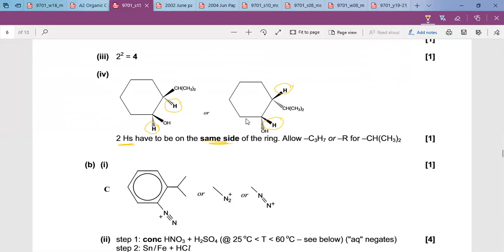For the alkyl group, you can put the whole thing. I think it's safer to put the whole thing, or you can write it in the molecular form. Or R also can, because there's only one R here. So this is how the marking scheme is.